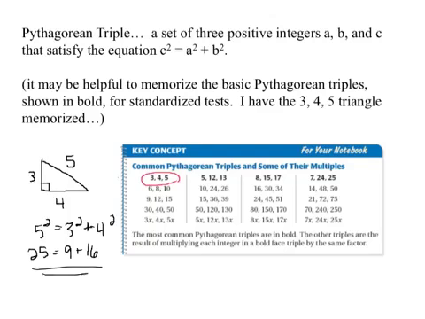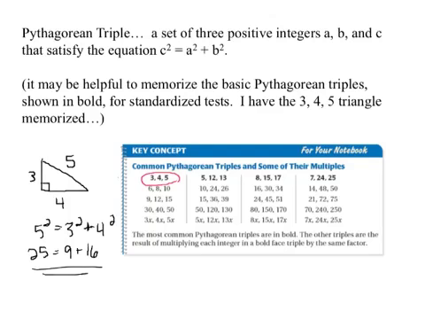Alright, another concept is the Pythagorean triple. A Pythagorean triple is a set of three positive integers, a, b, and c, that satisfy the equation c squared equals a squared plus b squared. It may be helpful to memorize the basic Pythagorean triples shown in bold for standardized tests.